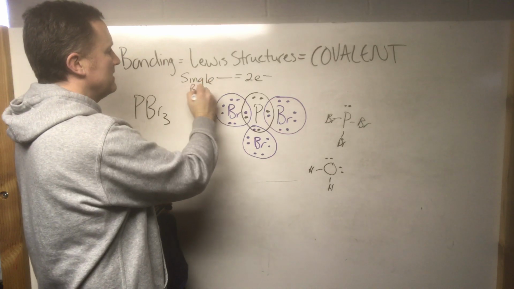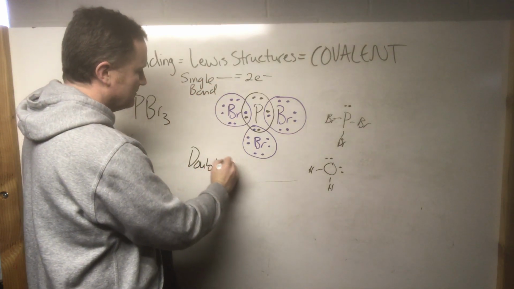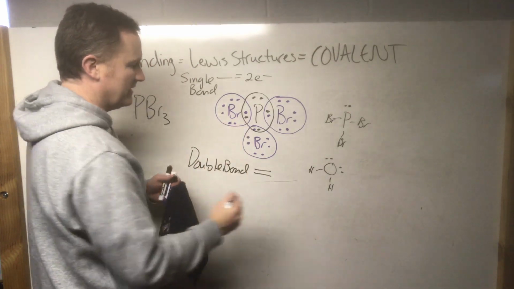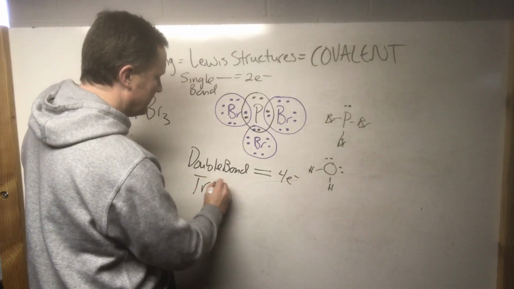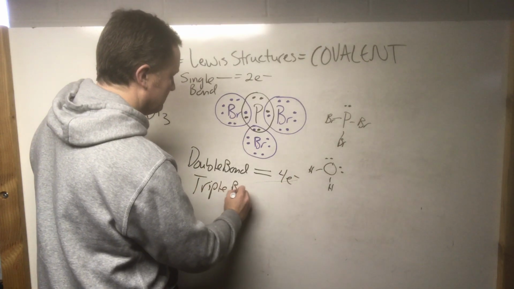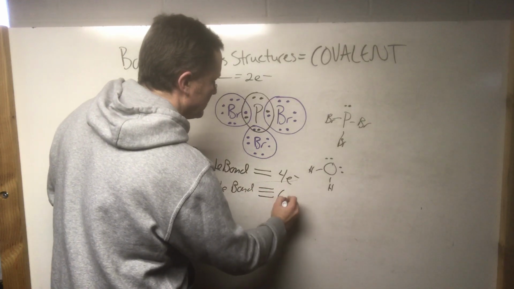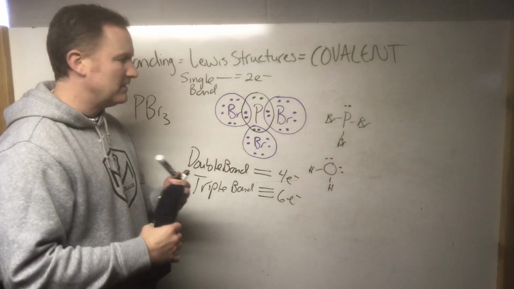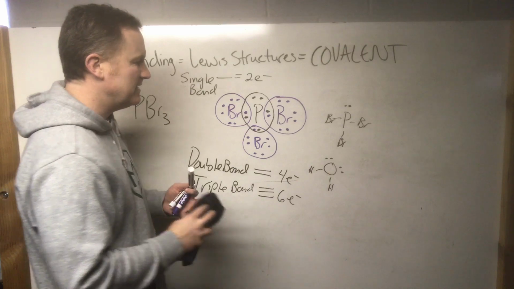A single bond. Double bonds, of course, would be basically like an equal sign. Okay, that would be 4 electrons. A triple bond, which looks like 3 lines, is sharing 6 electrons. And so I'll draw a couple molecules just to represent that, just to make it a little bit more easy.